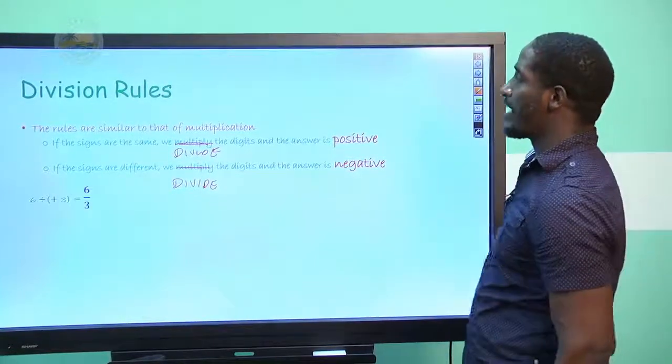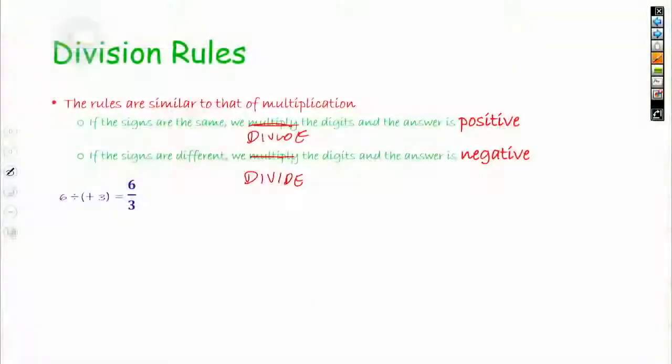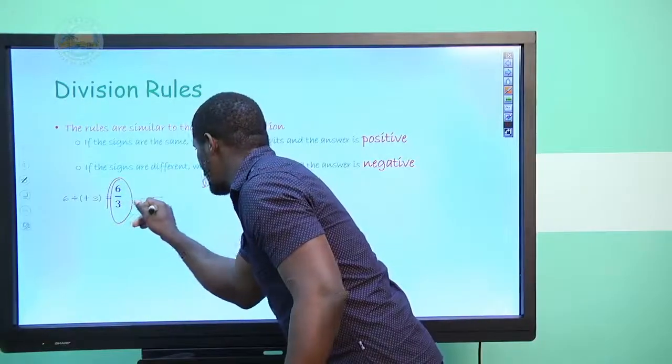Look here. Here we have 6, which is positive 6, divided by positive 3. Now, positive 6 divided by positive 3, we can represent it like this. That is the same as saying positive 6 divided by positive 3. And according to the rule, if the signs are the same, we divide, answer is positive. So we divide here. What is 6 divided by 3?